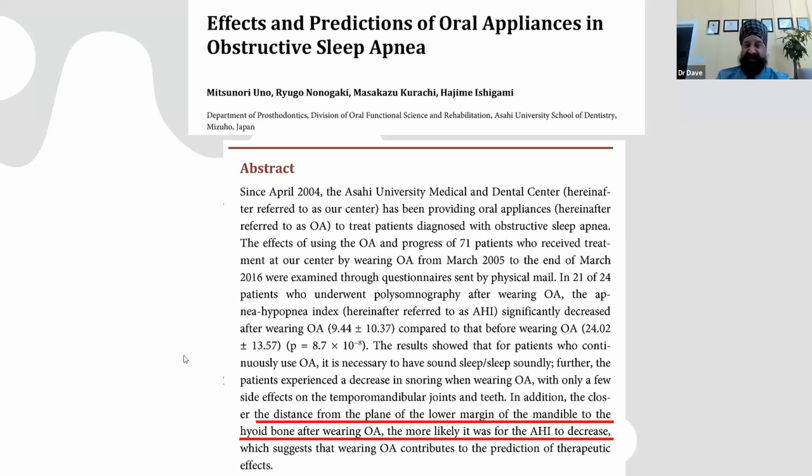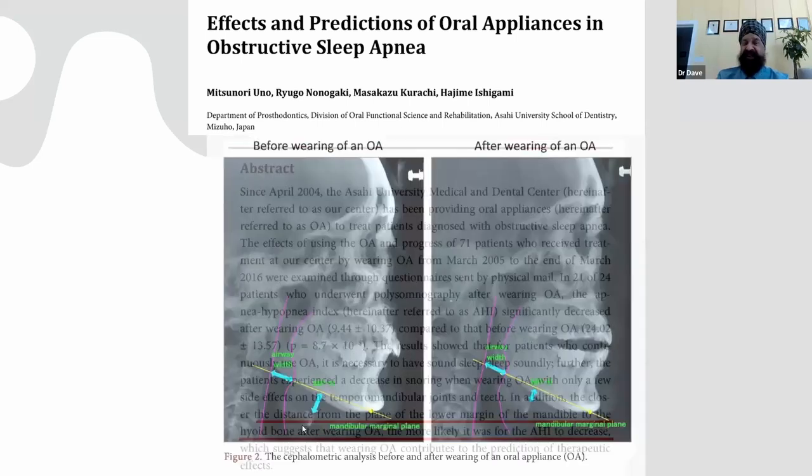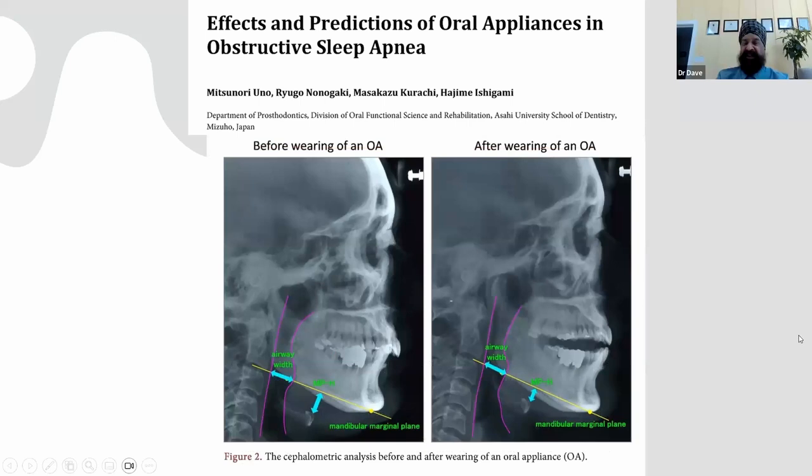So we look at the distance between the hyoid bone and the lower edge of the mandible here. It's quite large. And you place the oral device in position, and it decreases that distance. And the chances are that patient will probably be, quote, a responder, or have a slightly better outcome compared to some of the other cases.